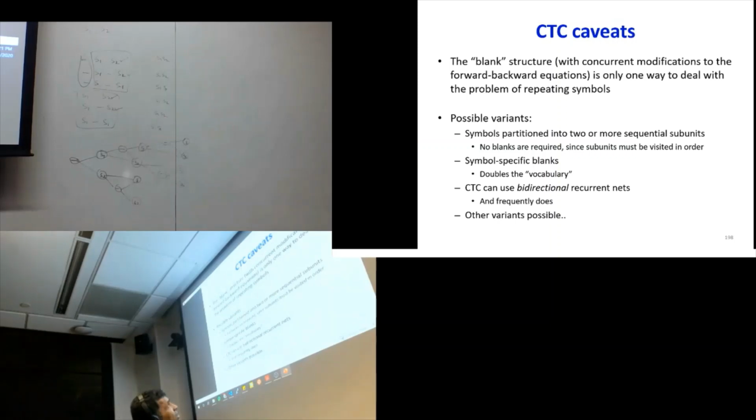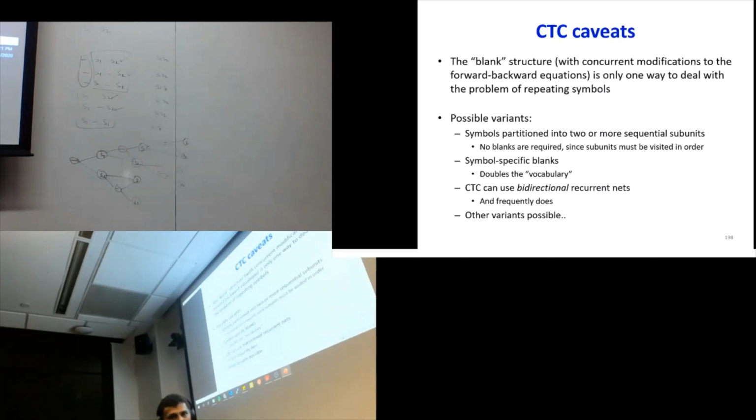Some caveats: the blank structure that we just showed is just one possible way of dealing with repeating symbols. There are other ways which we won't get into. The blank structure happens to be very nice and convenient and gives you a very simple way of dealing with the problem, which is why it is most popular. There are various variants.